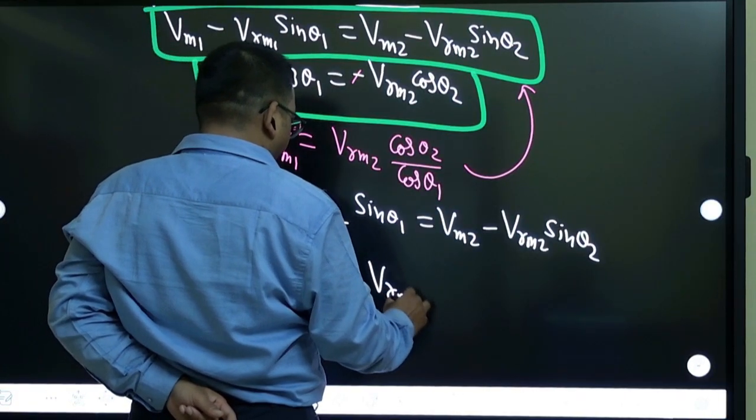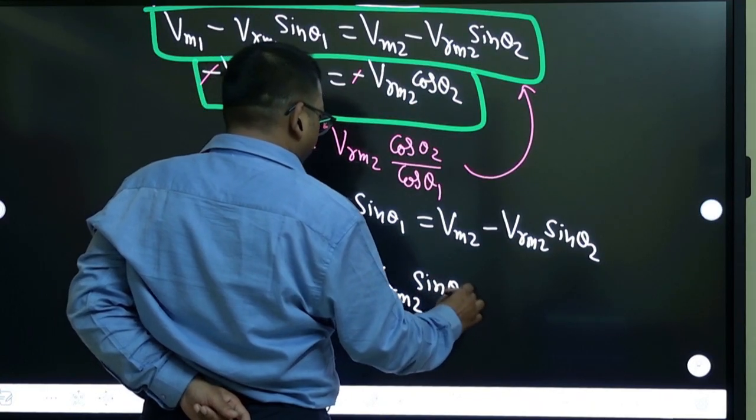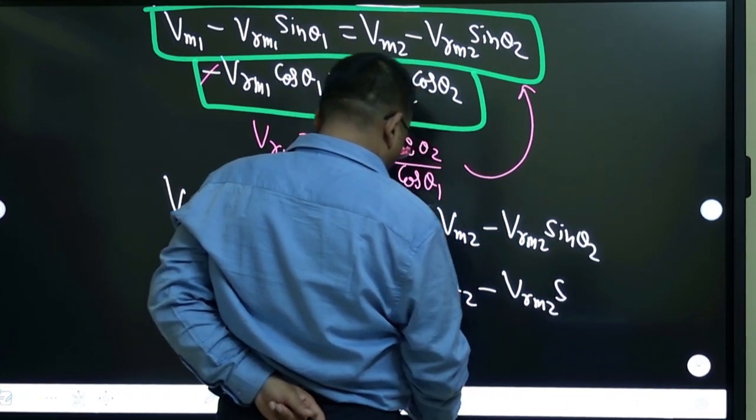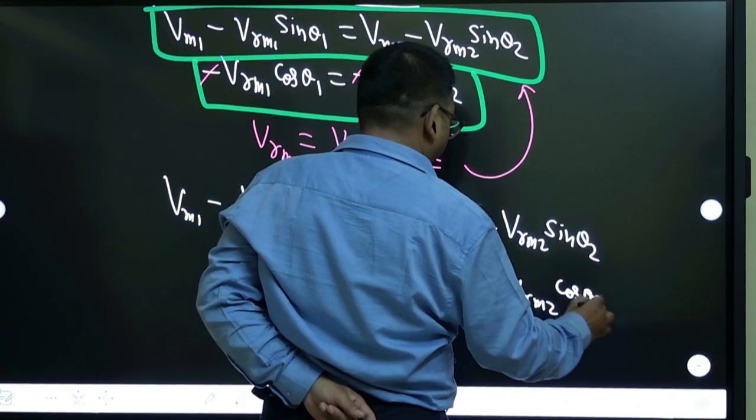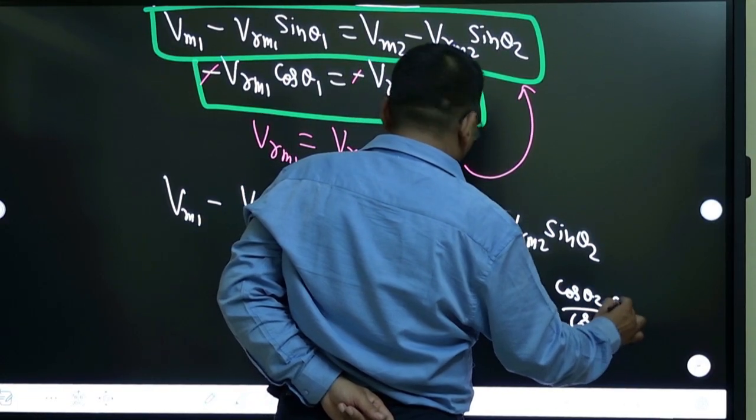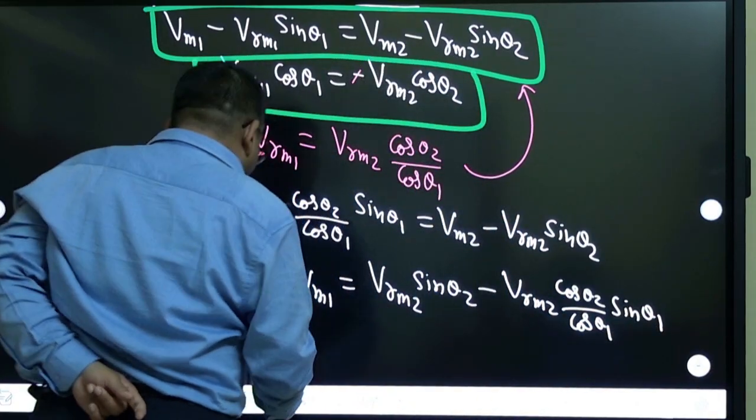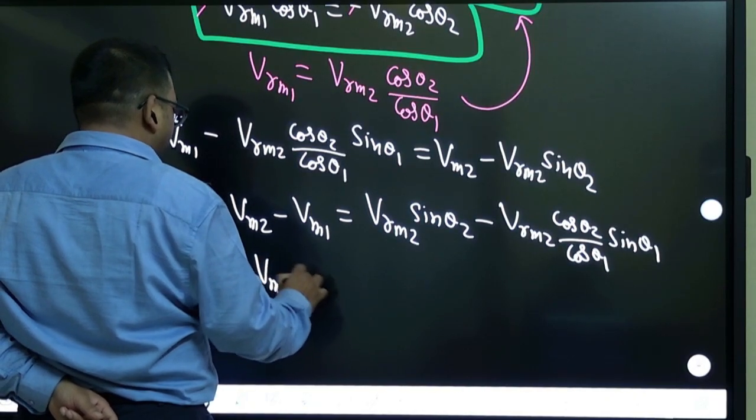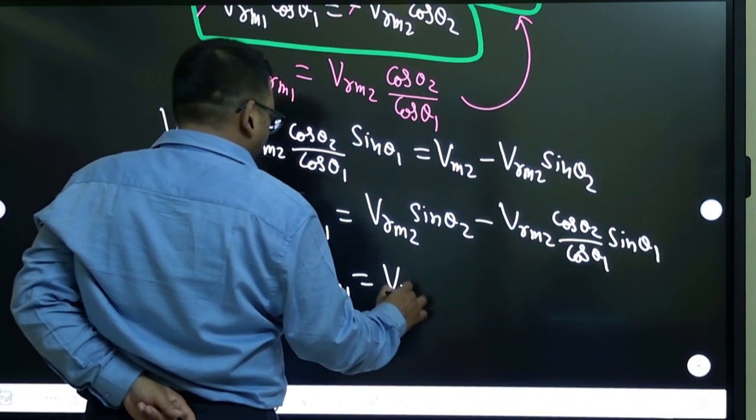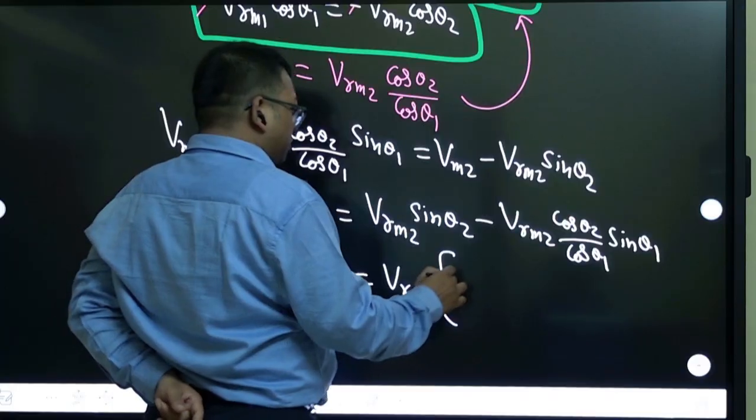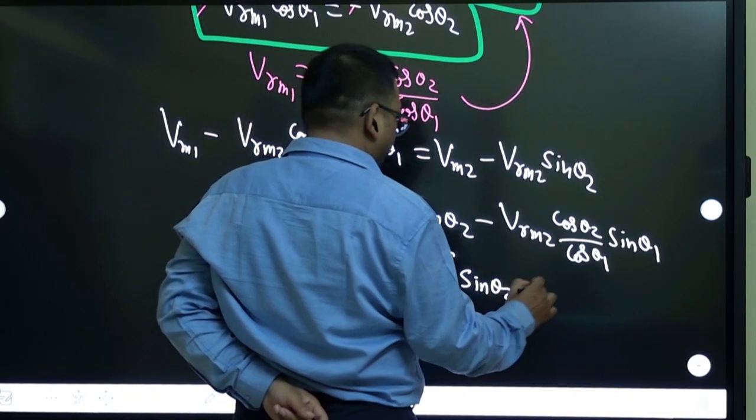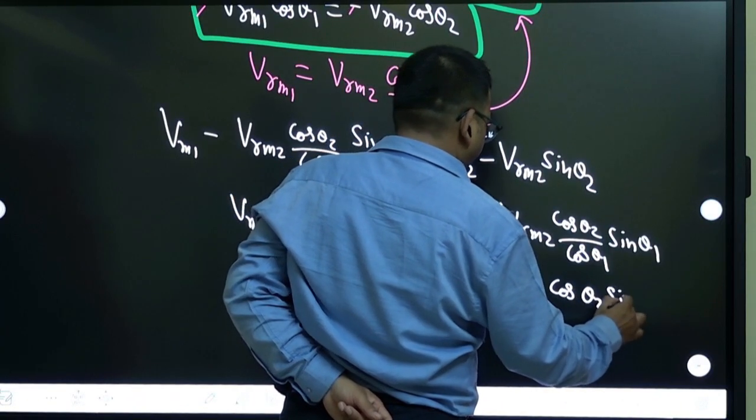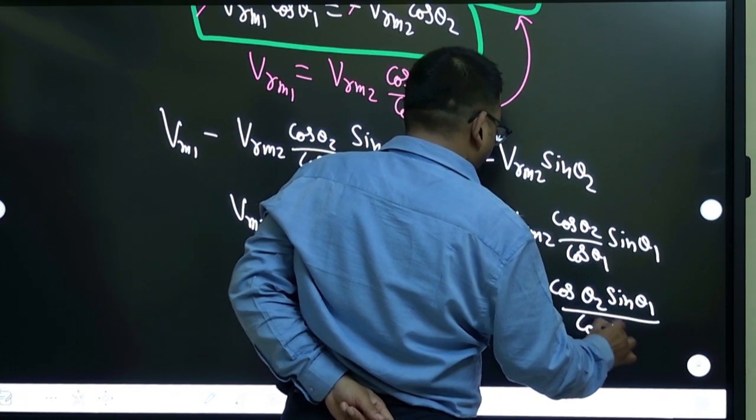Vrm2 sin theta 2 minus Vrm2 cos theta 2 sin theta 1 by cos theta 1. Okay, now let us take Vrm2 common. So Vm2 minus Vm1 equals Vrm2 times, then it will become sin theta 2 minus cos theta 2 sin theta 1 by cos theta 1.